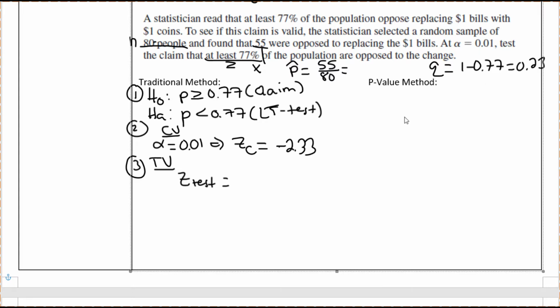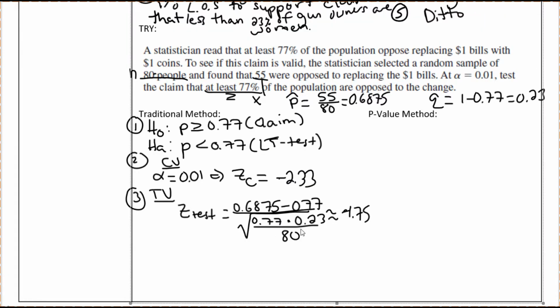All right, so I'm going to go ahead and plug p hat and z test into the calculator. All right, so I went ahead and plugged the numbers into the calculator. So I got the p hat, and I went ahead and plugged everything into the z test, and you should get negative 1.75 for the test value.